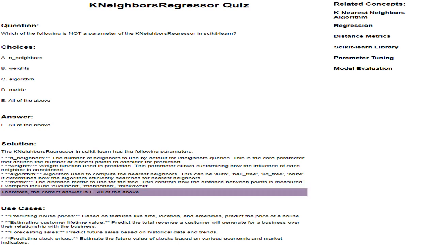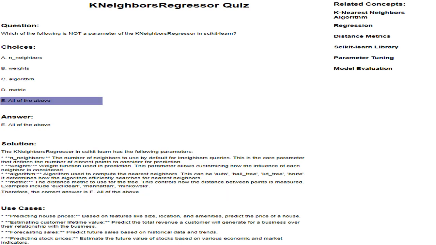All of the above. True. All the choices A, B, C, and D are valid parameters of the k-neighbors regressor in sklearn. This makes the correct answer E, all of the above.